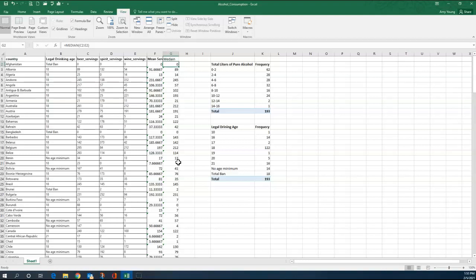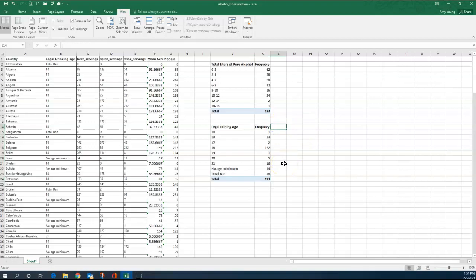It's a little bit more difficult. Now let's come over here to our total liters of pure alcohol and our legal drinking age, and let's find the mean of these two values. Since these are in a frequency distribution, it's a little bit more complex to find the average in Excel, because Excel is not going to be able to just do equals the average on this. So we're going to start with the legal drinking age because this is by far the easier one of the two.